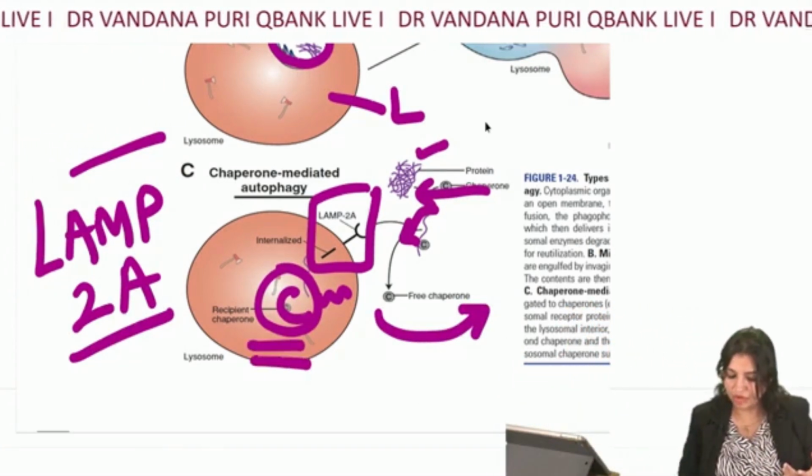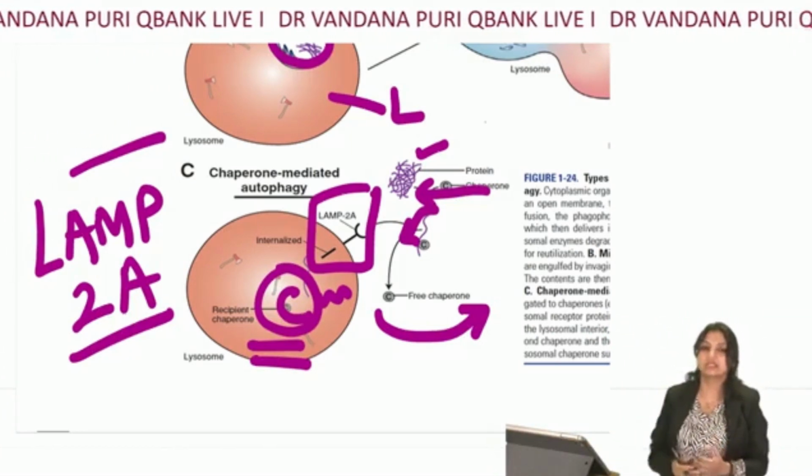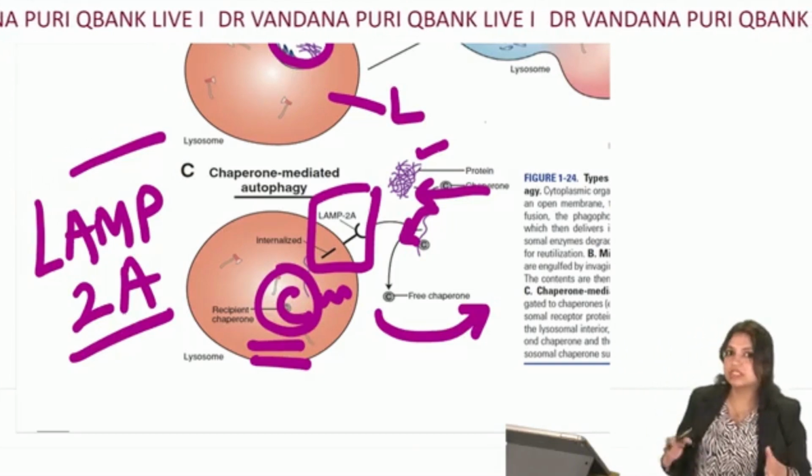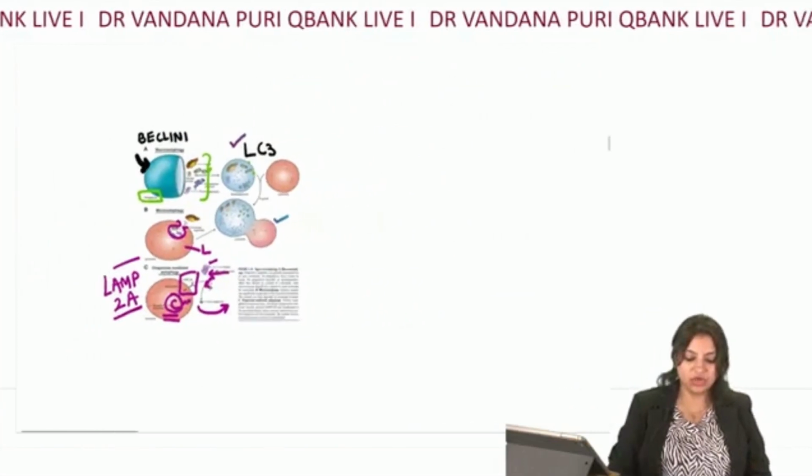And now this chaperone mediated protein will be digested by the lysosome. So this kind of autophagy is called chaperone mediated autophagy. So are you clear with the three types?